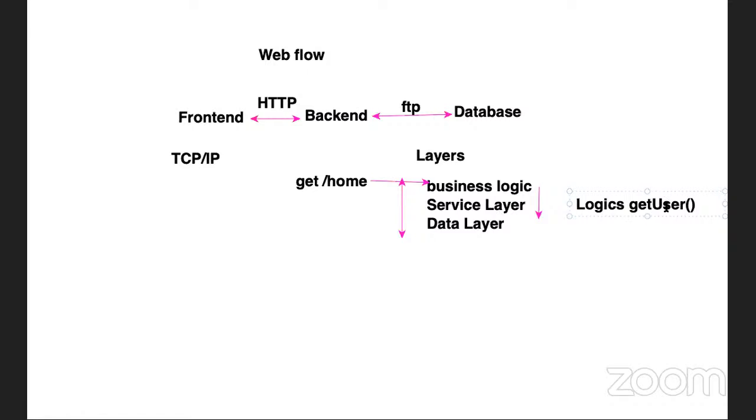Let's say we are building a profile or details of that particular person. Now this function needs to fetch some data, which means it will contact the data layer. Okay, and this data layer is going to have the interaction with my database.